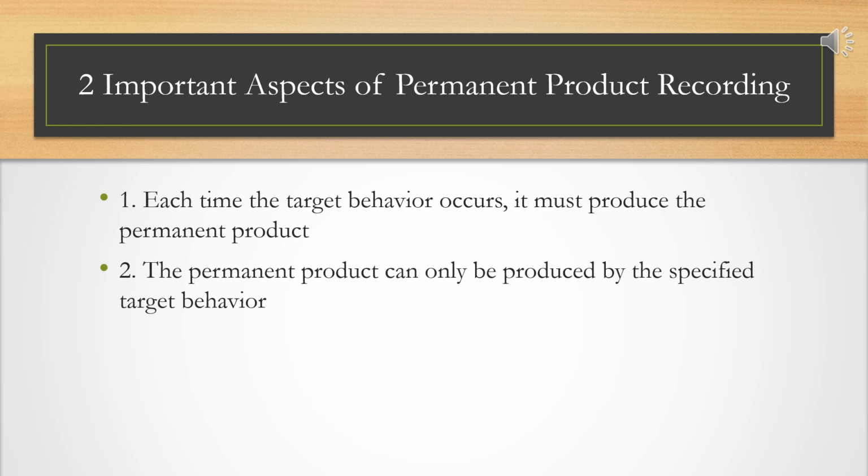Going back to the aggression example, if the client frequently throws items at the wall, kicks the wall, hits the wall, head bangs against the wall, and so on, you may want to choose a different permanent product other than the holes in the wall, as the holes could have been produced by a handful of other behaviors other than hitting the wall.